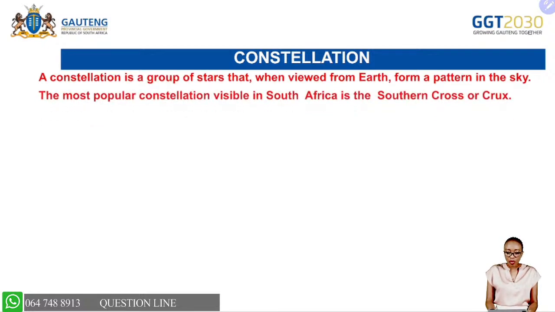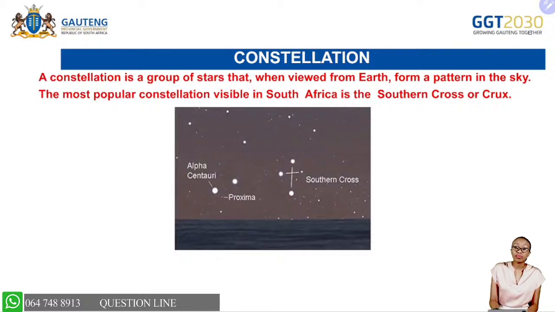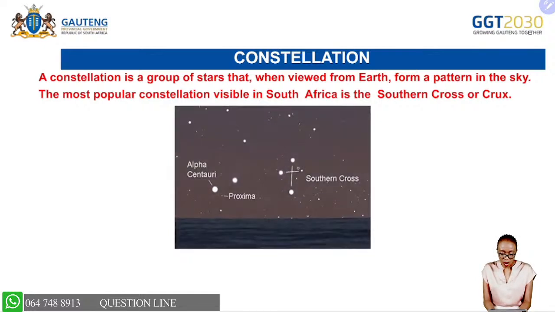All right. The most popular constellation visible in South Africa, the one that we can see, is the Southern Cross or Crux. It is quite a popular one that we can see from all the way down here. This is what it looks like from the sky. It consists of these stars, 1, 2, 3, and 4, that when you form this pattern, it gives you a cross. Now, next to the Southern Cross, we have 2 stars.